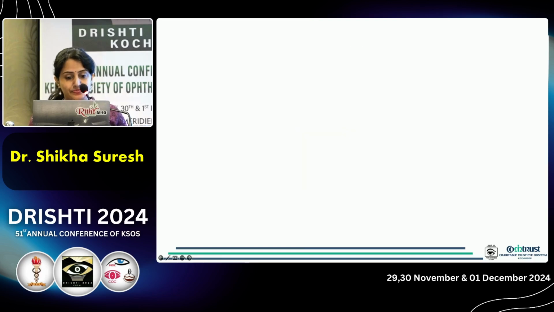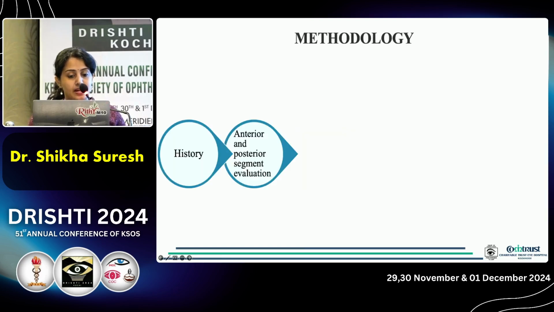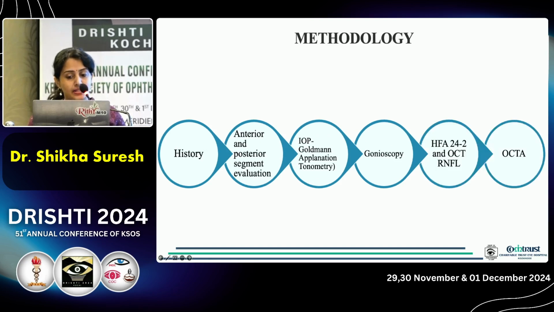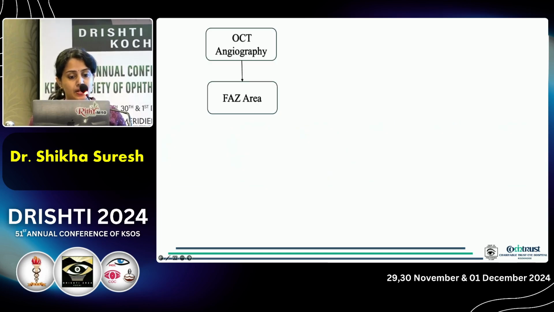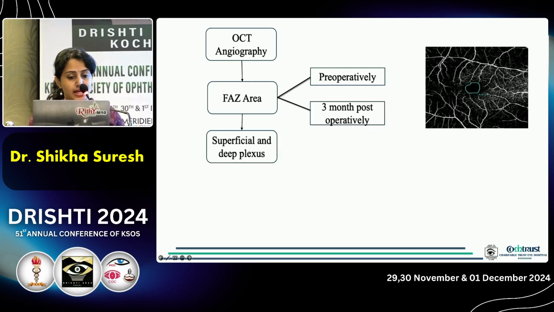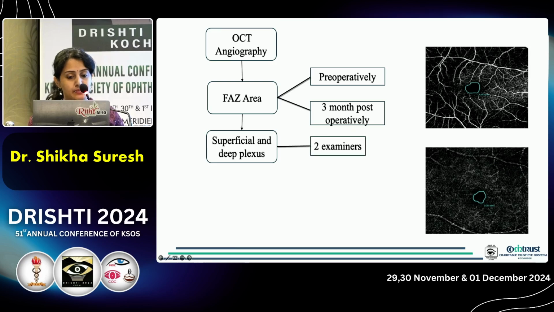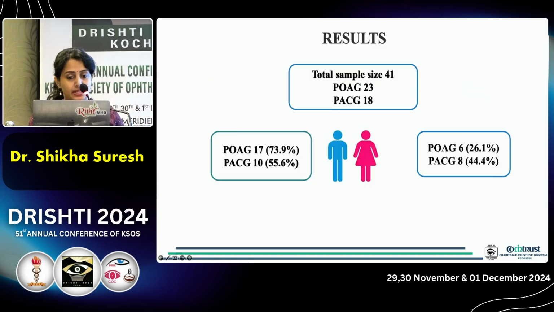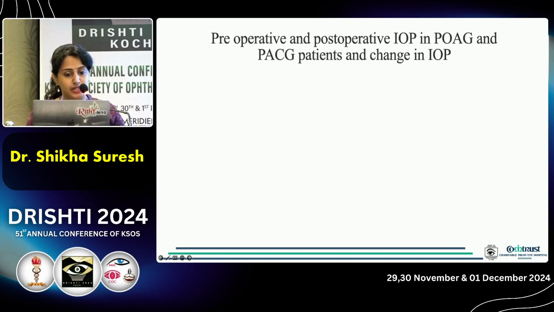All patients underwent a detailed history. Anterior and posterior segment evaluation was done, IOP and gonioscopy were done, HFA and OCT RNFL were taken, and they underwent OCT angiography. OCT angiography was used to assess foveal avascular zone area preoperatively as well as 3 months postoperatively. In both superficial as well as deep plexus, 2 examiners manually measured the foveal contours and the average of the 2 readings was taken. IOP and FAZ area were measured 3 months postoperatively. Total sample size was 41, which included 23 POAG and 18 PACG patients.